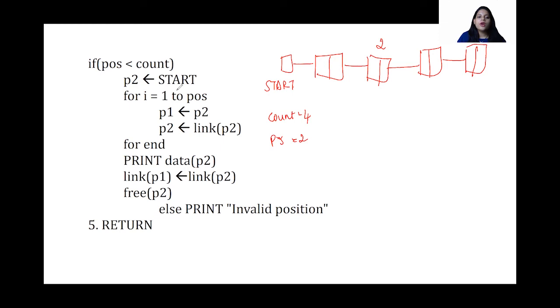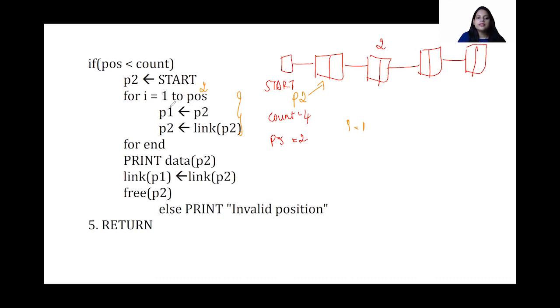Now, first I'm going to have a pointer of type node, P2, which is going to point at the start, that is, the very first node, isn't it? Now, for i equals 1 to position, first I'm going to take the i value as 1, and my position after which I want to delete the node is 2, right? So this for loop is going to execute twice, that is once and twice. And these are the changes which we are going to make. So let us see what that is.